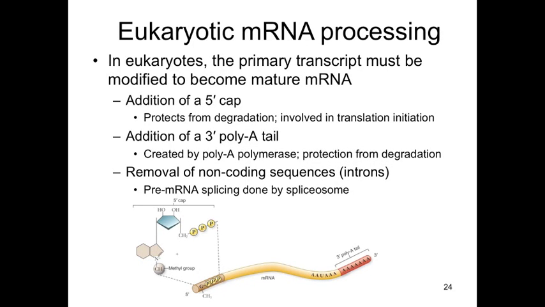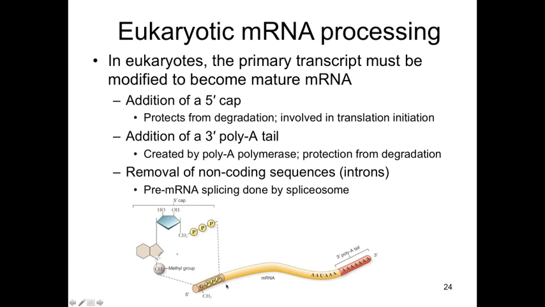So let's look in more detail about what happens when eukaryotic messenger RNA is processed. We have 3 main events: addition of a 5' cap, addition of a 3' poly A tail, and removal of the non-coding sequences, or introns. We call this pre-messenger RNA splicing, and it's done by something called a spliceosome that we'll look into here shortly.